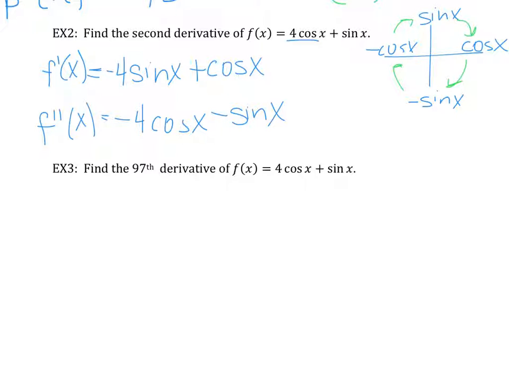But here's the funny thing. You're like, seriously? I have to go, whether they asked me the 26th, but man, I was mean. I asked you for the 97th. You're telling me I have to find 97 derivatives? Like, are you kidding? Well, let's look at that.